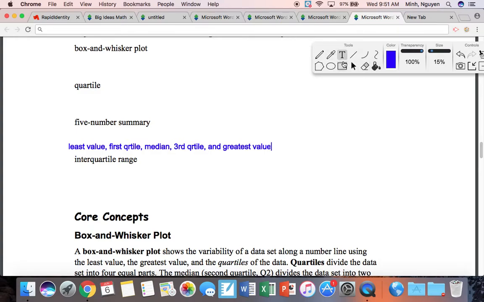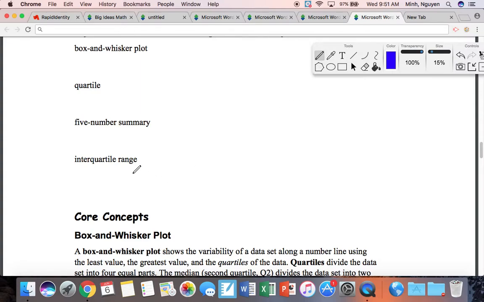Interquartile range. Inter means across, and quartile means the quartiles. So the only quartiles we've looked at really are the first and third. And the range means you subtract the least value from the greatest value. So in this case, which one is greater, the third quartile or the first quartile? Third quartile. So it's third quartile minus first quartile. This is the range between the quartiles.